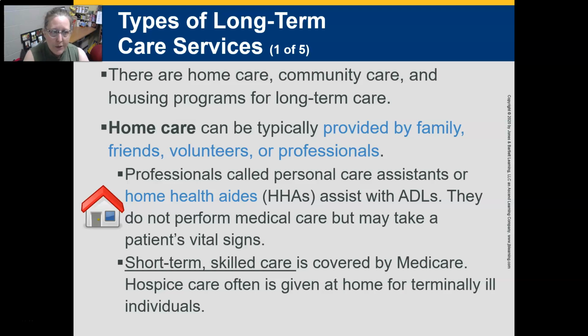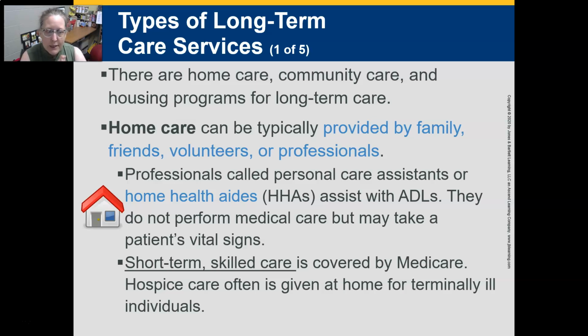Professionals are called personal care assistants or home health aides, and they assist with those activities of daily living. So they help the person get bathed, get cleaned up, get dressed, eat, all of the basic things. They do not perform medical care. They may take a patient's vital signs, just basic things.